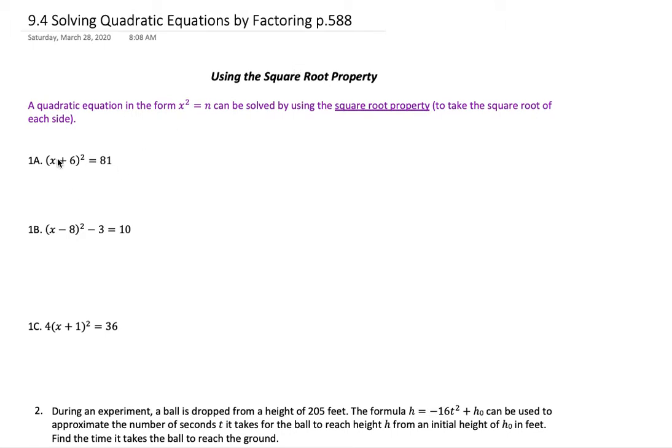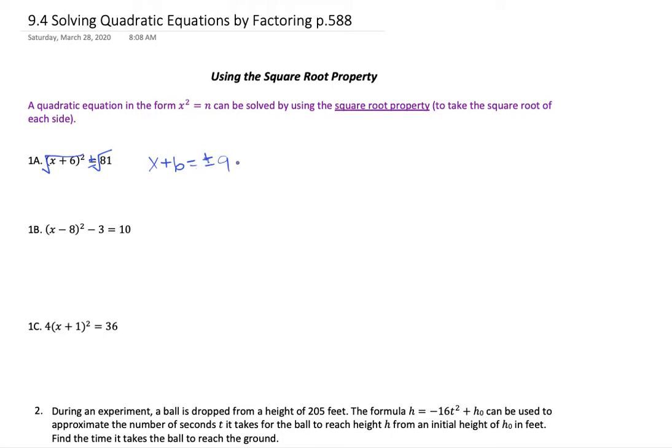So for instance, we have (x + 6) squared equals 81. Well, this is in this form already, so all we need to do is take the square root of both sides. Now when you take the square root, this becomes plus or minus. So I have x plus 6 on this side, because the square root undoes the squared. And then I have plus or minus the square root of 81. Well, you probably know that would be 9. Okay?